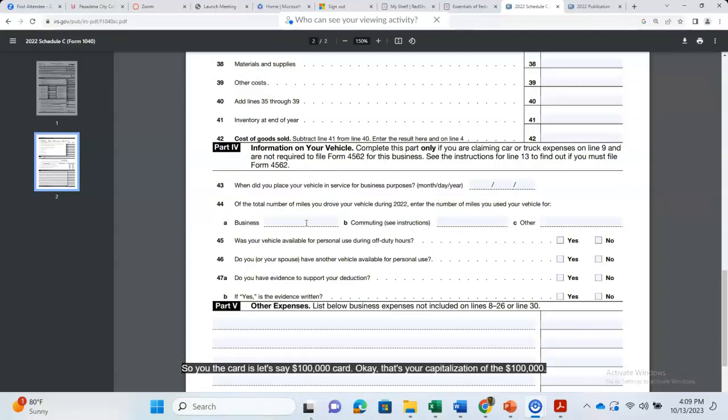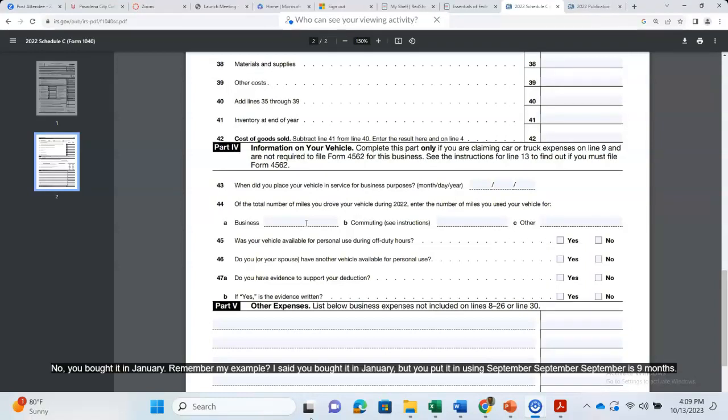So the car is, let's say, a $100,000 car. Okay, that's your capitalization of the truck, $100,000, and that truck is normally 5 years useful life. So you put in service in September, so it's the first 9 months. It's a half-year convention. Would it be half year? Wouldn't it be the quarter one since it's bought in September?